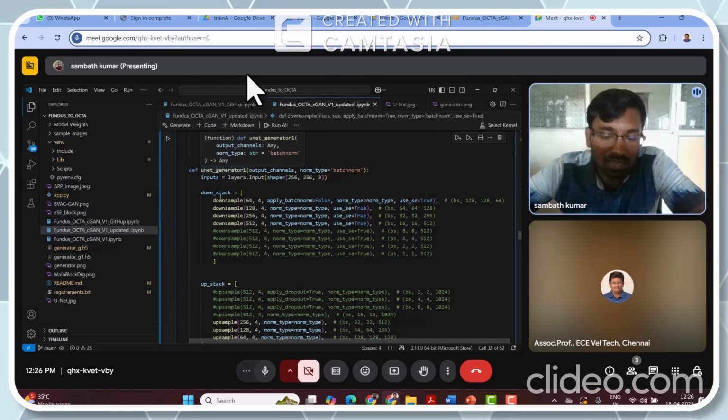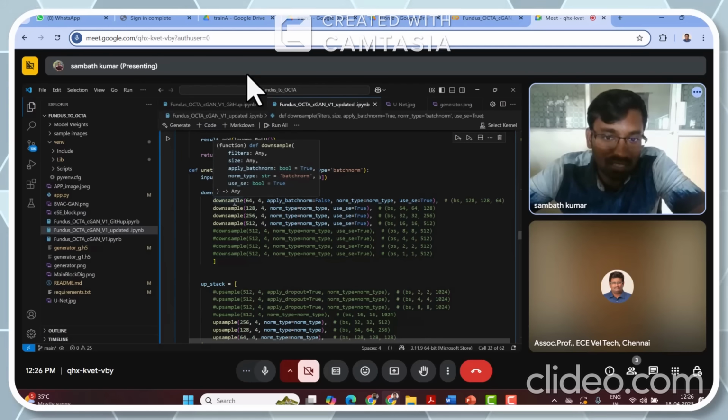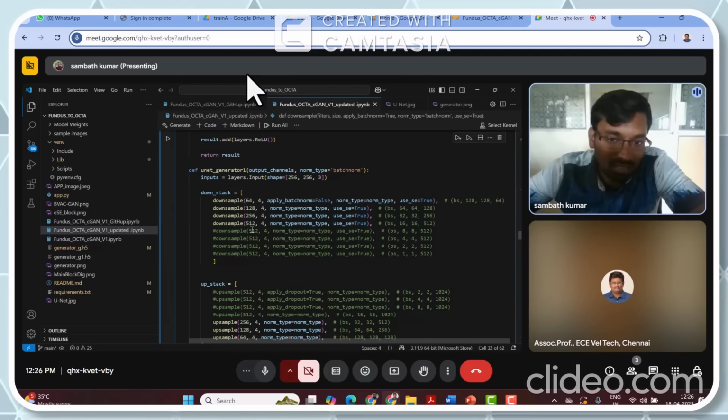In the generator, we have 2 stacks called the down stack as well as the up stack. For the down stack, we call the downsample function 4 times, so that we get the 4 stages of the encoder.